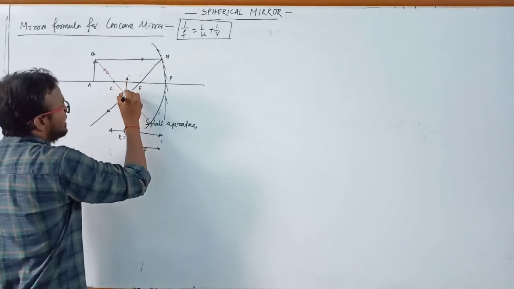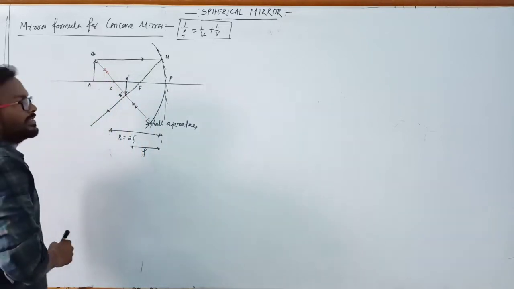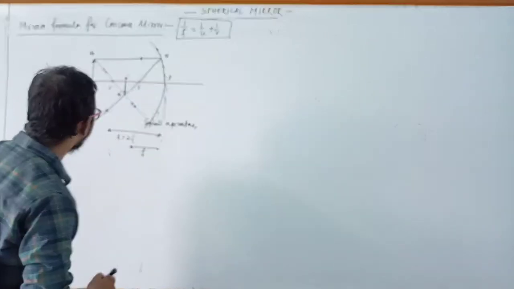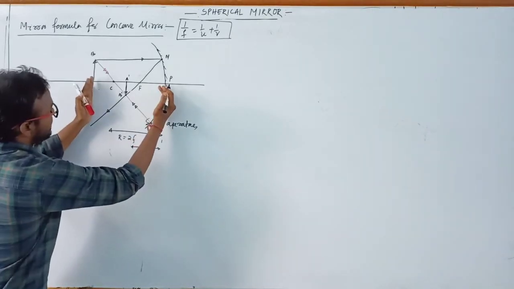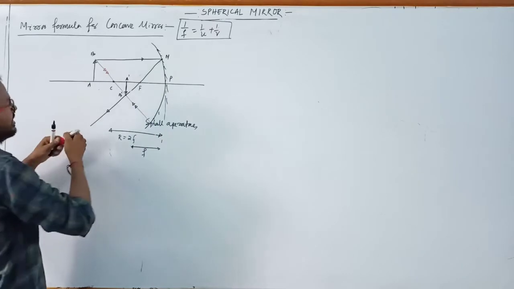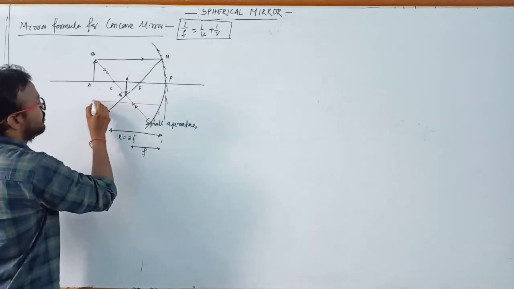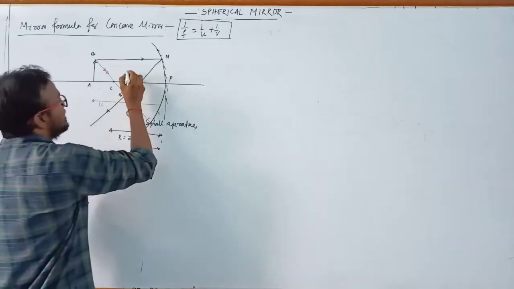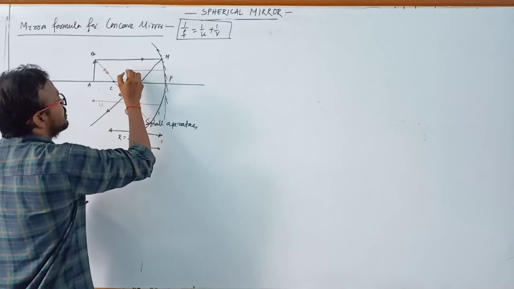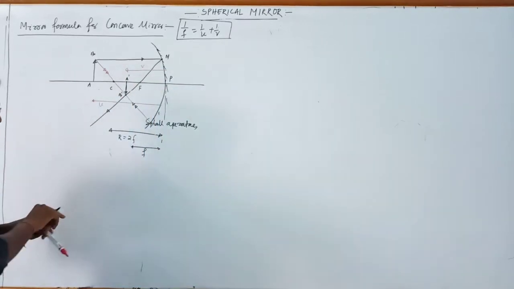This is image distance, this is image, and this point is object. Clear? But here we have to find a mirror formula, and this distance is object distance. So we can take this distance from pole to object, which is known as U, and this distance from pole to image is known as V.